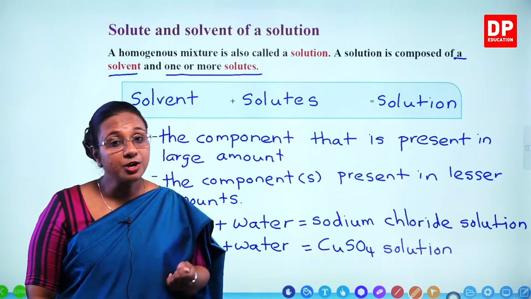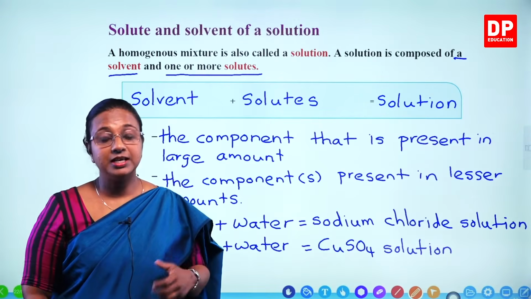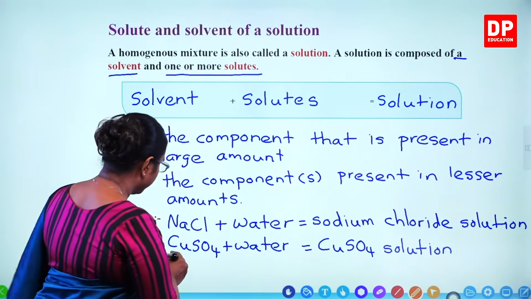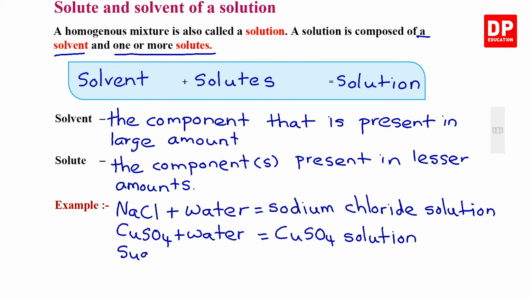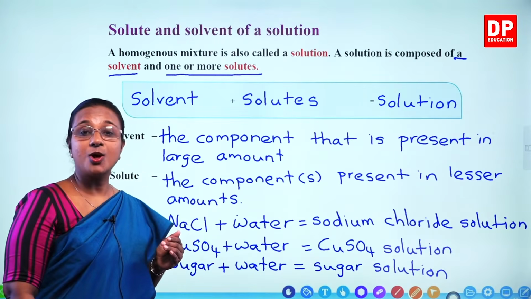Likewise, a solution of sugar. We dissolve only a small amount of sugar in a larger volume of water. So, in a sugar solution, sugar is the solute, water is the solvent, and we get the sugar solution. So, in all these three examples, you can see, students, water is the solvent.